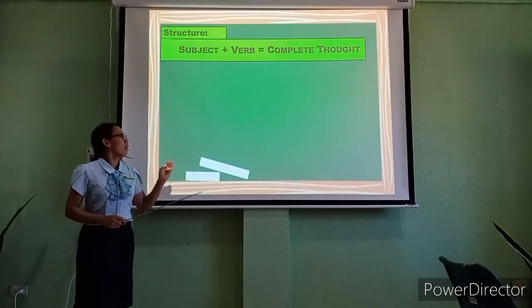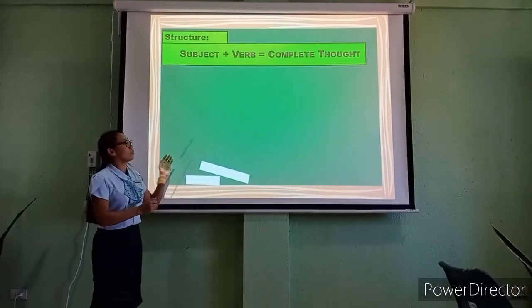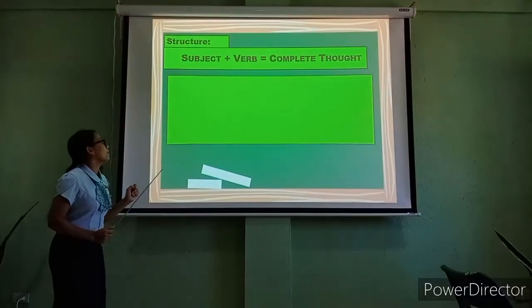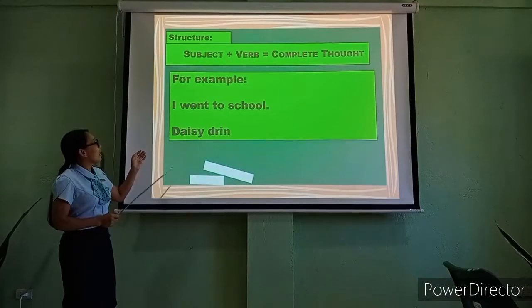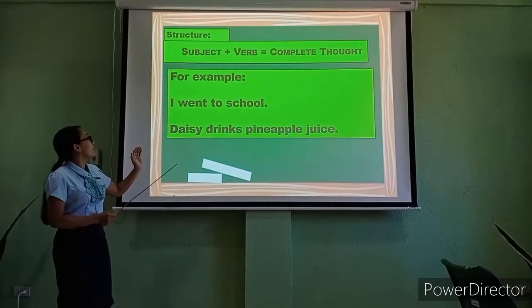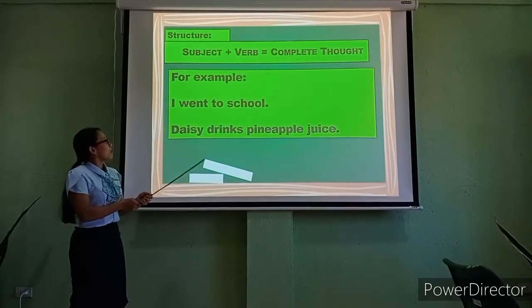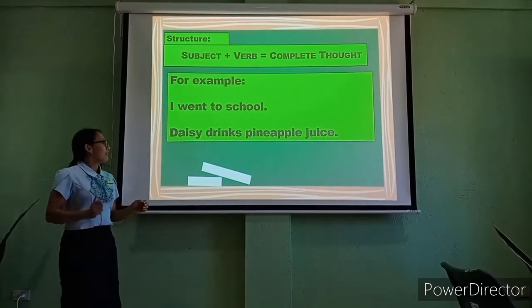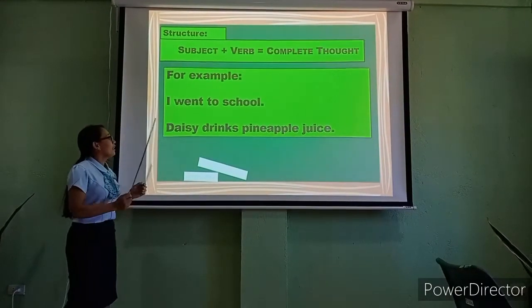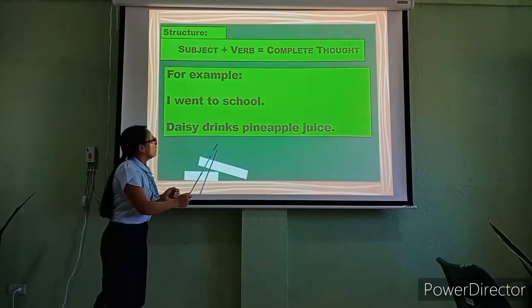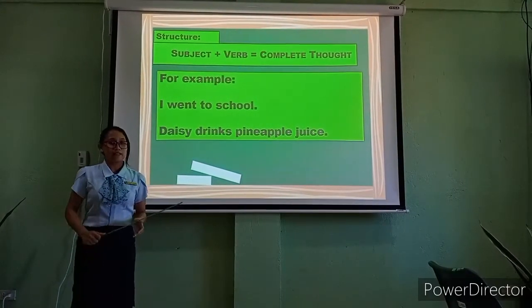This is the structure of an independent clause. Subject plus verb equals complete thought. For example, I went to school. So this gives us a complete thought. There's a subject and a verb and a complete thought. Then the next example is Daisy drinks pineapple juice. So the subject here is Daisy and the verb is drinks, and it gives us a complete thought, with the pineapple juice as the direct object in the sentence.